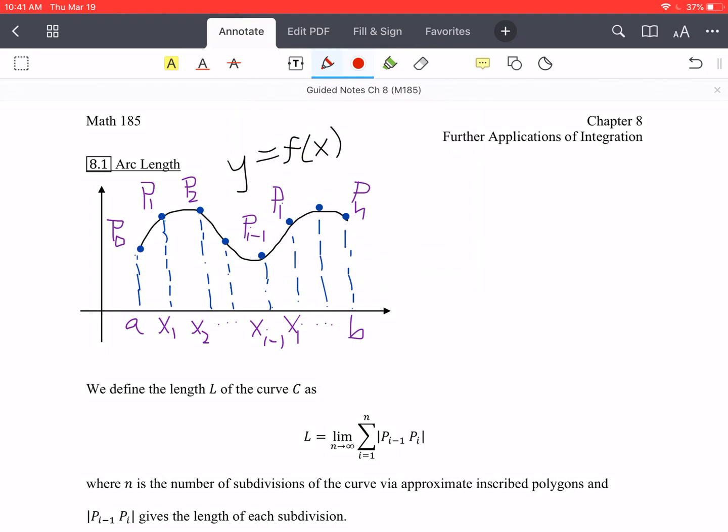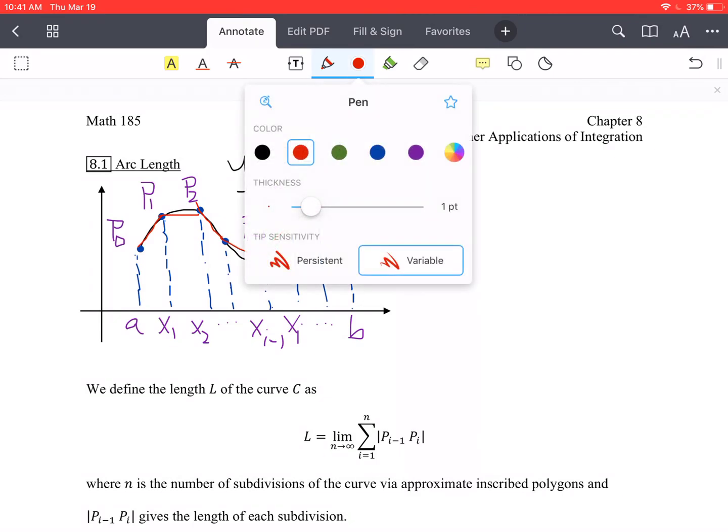So instead of looking at the exact length, I'm going to create a straight line that's going to approximate the value of this curve. You can see, just by using those polygon approximations, we don't get the exact length of the curve, but it would give us something that might be close enough.